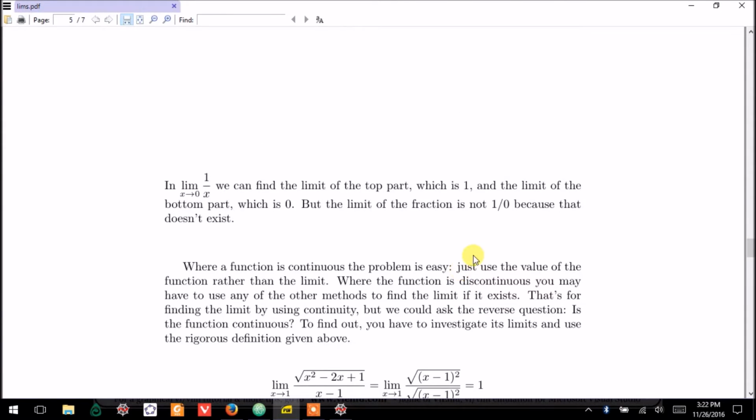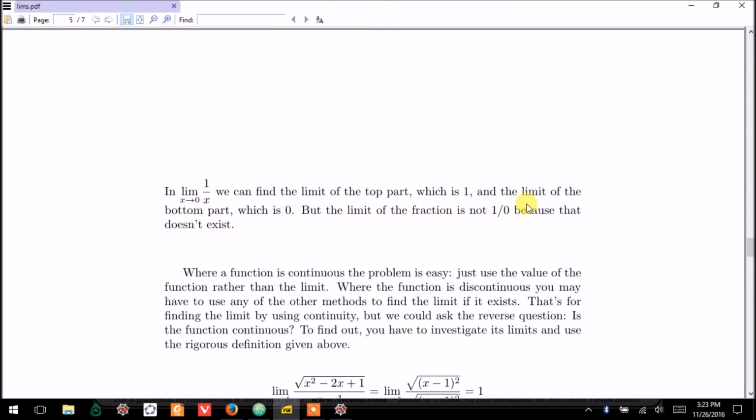Now, notice that that's not always true, because this limit, as we know, does not exist. And if we tried to find the limits of the parts, we could do that, right? The limit of 1 is 1. The limit of x is 0 as x approaches 0. And yet, this limiting value is not 1 over 0, because that's not actually anything.